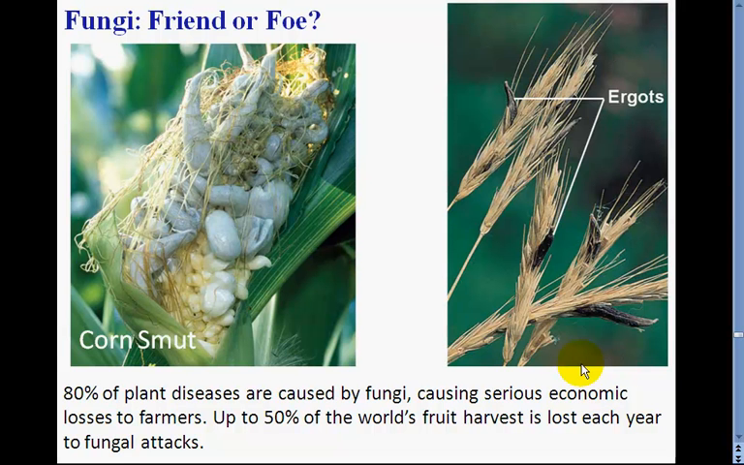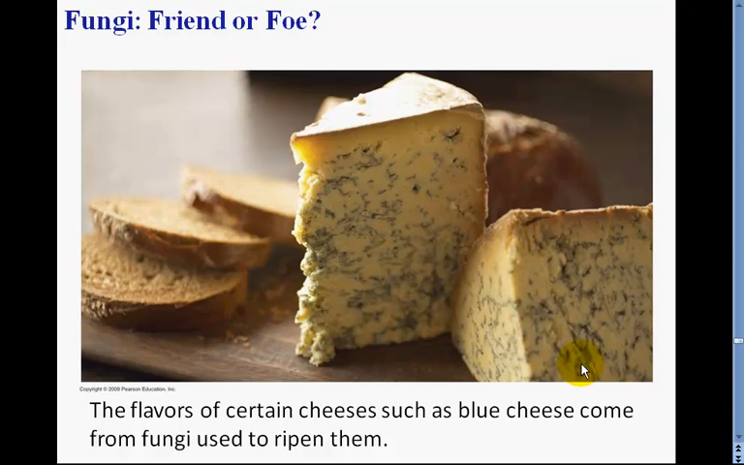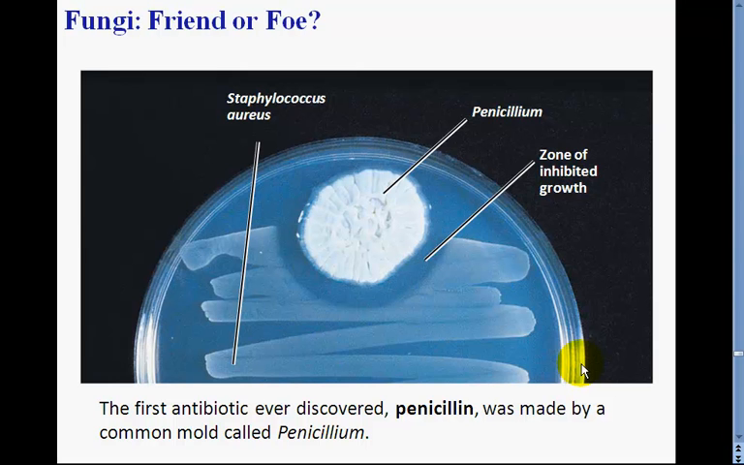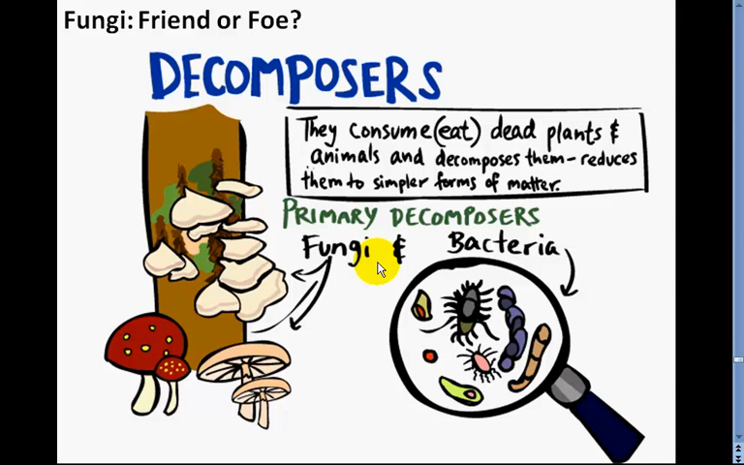This one, not so good. Corn smut gets around, grows on corn. Then again, if you like blue cheese, you can thank fungus for its flavor. Hopefully you've never experienced this, but if you have, you can blame it on a fungus. We do owe fungus thanks for certain medicines, such as penicillin. This antibiotic is actually extracted from a mold.